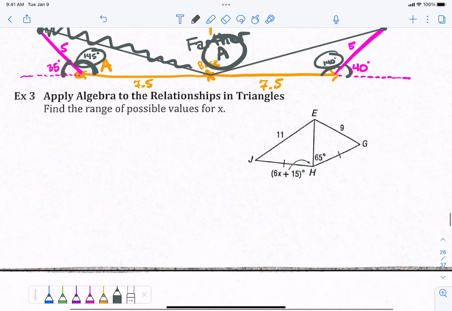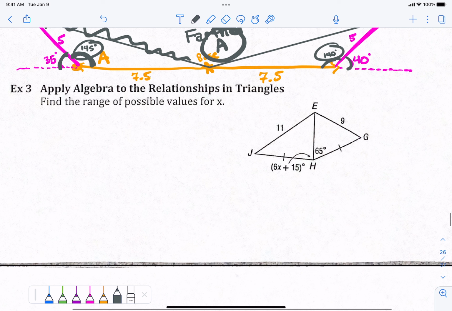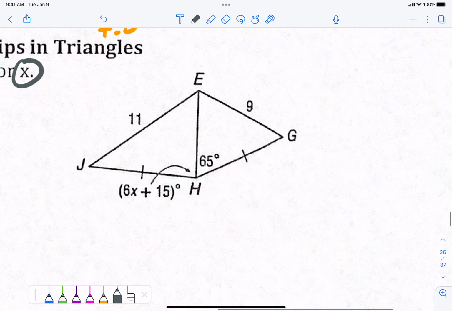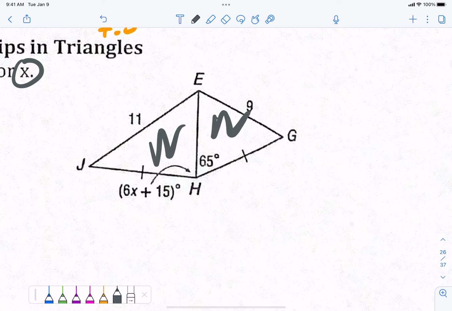Okay, example 3. We're solving for X, and they want a range of values for X, so what X can be and cannot be. We're comparing this triangle to this one. I know that this side matches this one, but I have to have two sides match. What other side matches? EH, the one that they share.